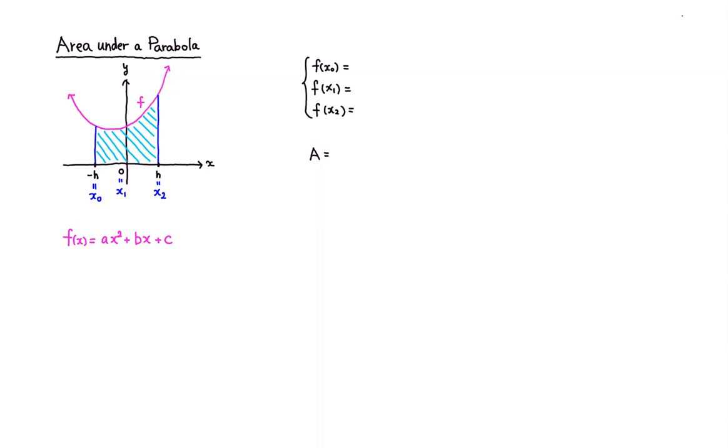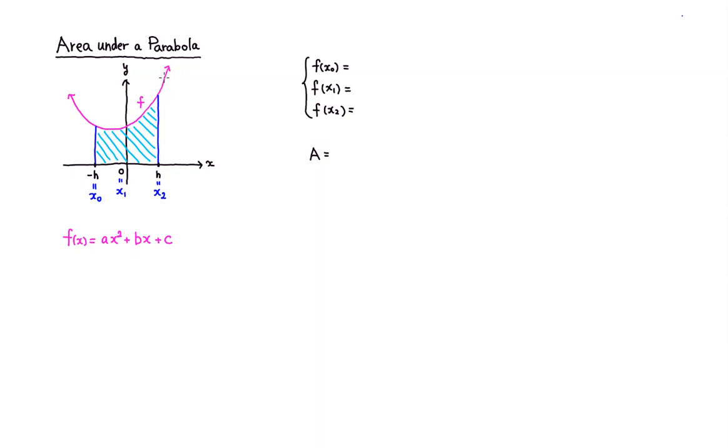All right, let's look at the area under a parabola. Let's say you have a parabola or a quadratic function, f of x equals ax squared plus bx plus c. And what we want to do is find the area under the curve, under the parabola, in terms of three values: the value at the left-hand point, the value in the middle, and the value at the right endpoint. All right, so let's do that.